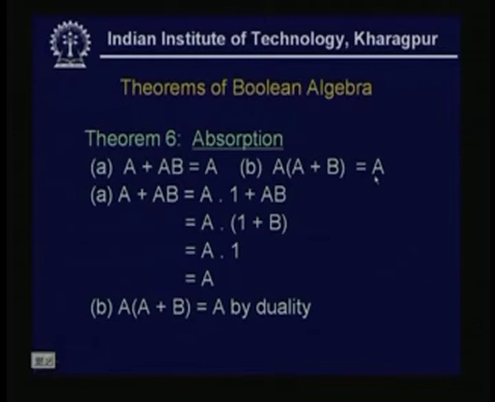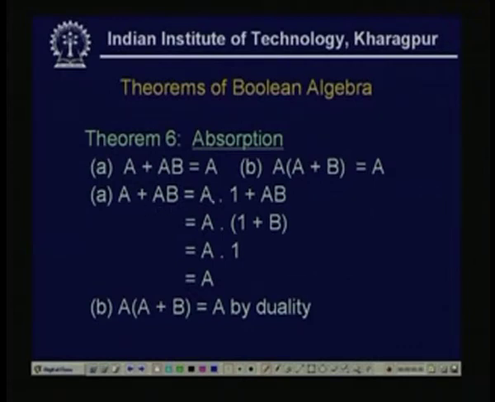See how we can tell this expression is true. First, if we see the first part, A plus AB. What is A plus AB? If I take A as A dot 1 from postulate 1, and AB as it is, then if I take A common, this will be A dot 1 plus B.